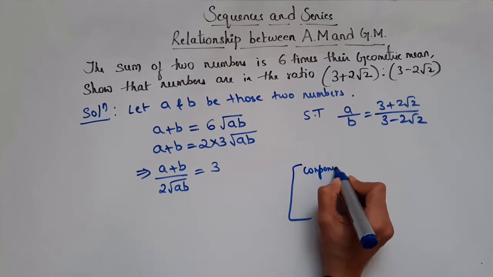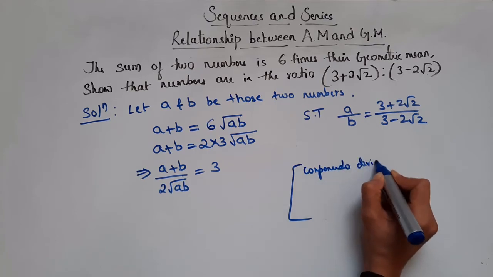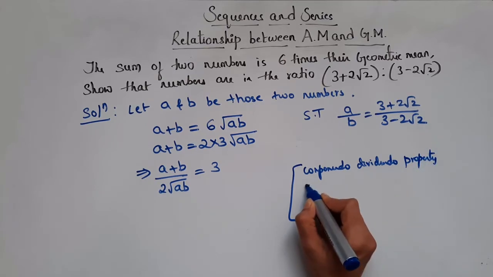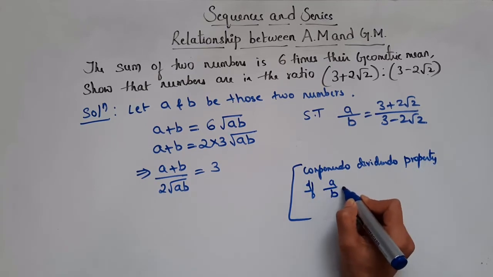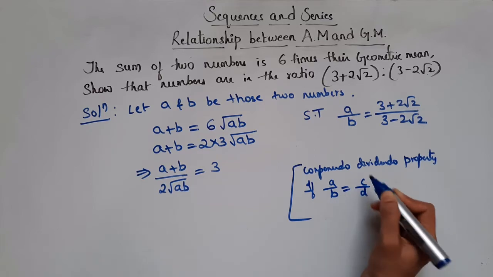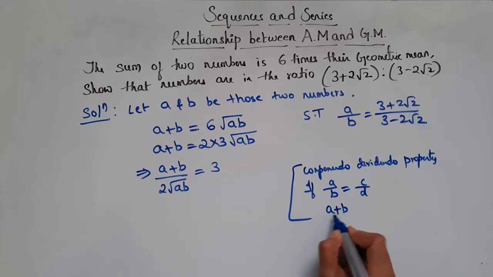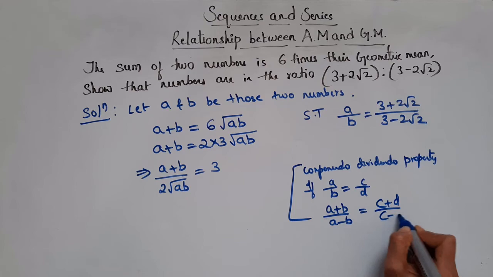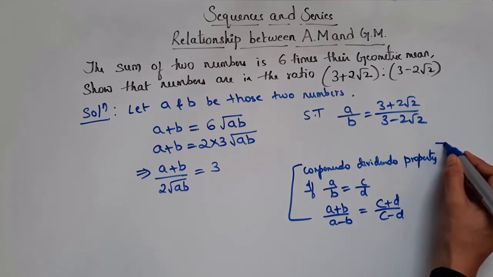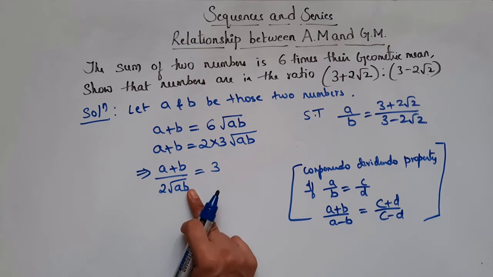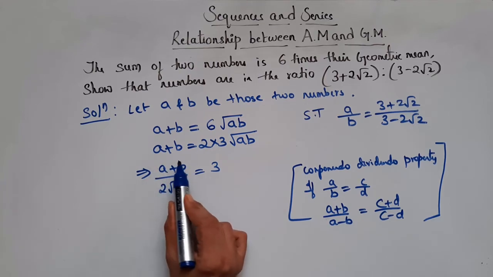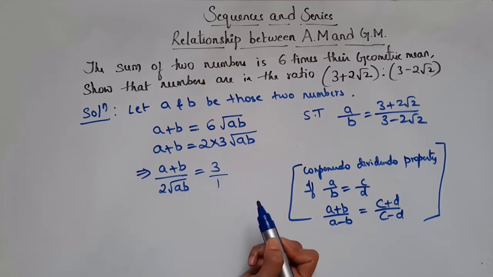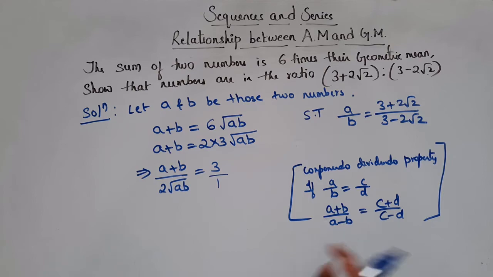So the componendo dividendo property says if A by B is equal to C by D, then you can write this as A plus B by A minus B is equal to C plus D by C minus D. So this is a property. We have to apply this property here. So here our A is a plus b, B is root ab, and our C is 3 and D here is 1. So let's apply here.